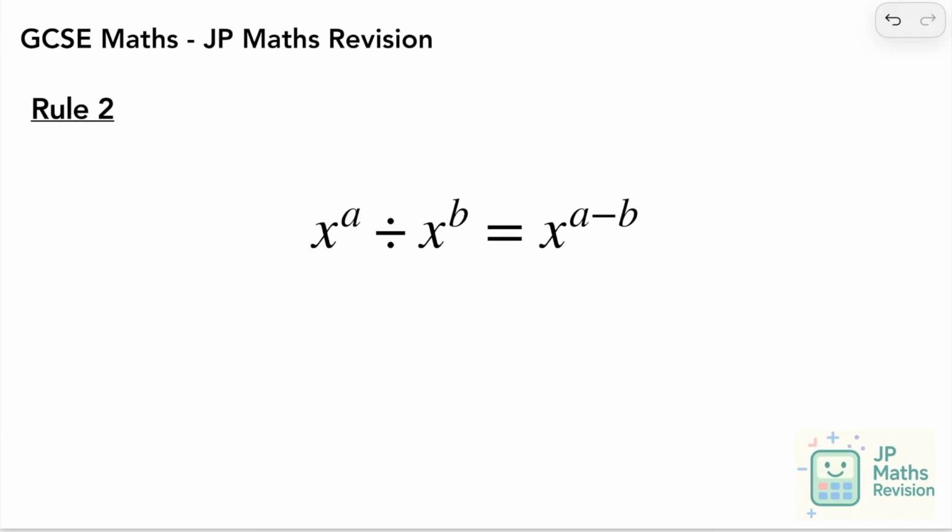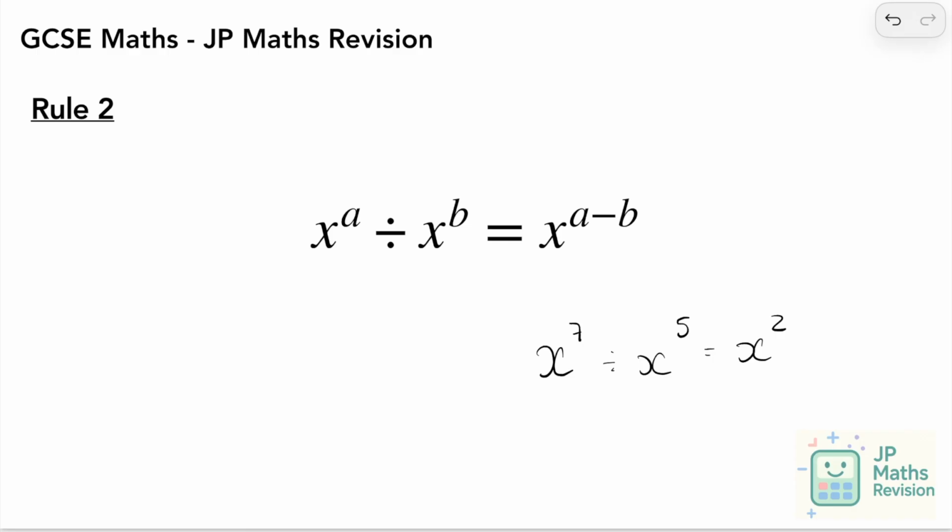Here's the second rule. So if we're dividing, we subtract the powers. So x to the power of a divided by x to the power of b is x to the power of a take away b. So in other words, if we had x to the power of 7 divided by x to the power of 5, we're going to do 7 take away 5, which is 2. So we have x to the power of 2.